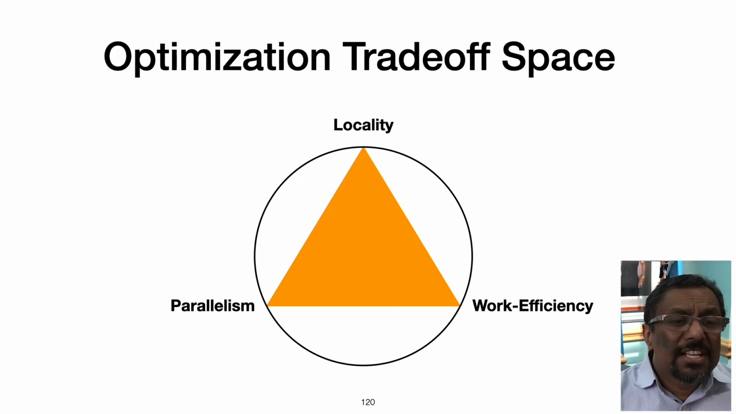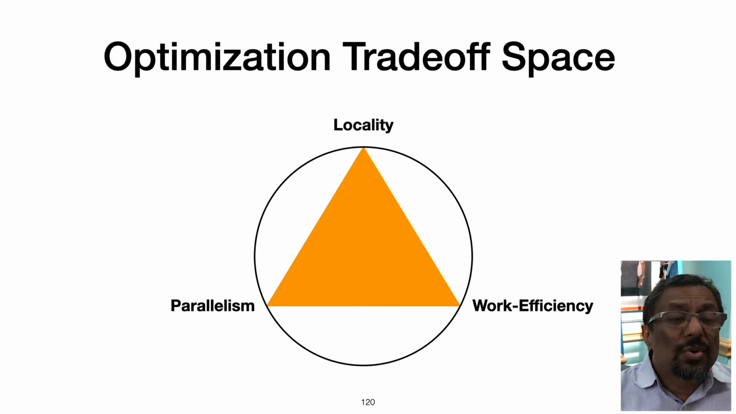You have to balance between three things. Balance between parallelism. That means you want to have just sufficient parallelism for your machine. You don't want to have too little parallelism that keeps the machine idle, but you also don't want too much parallelism that you can't take advantage of.